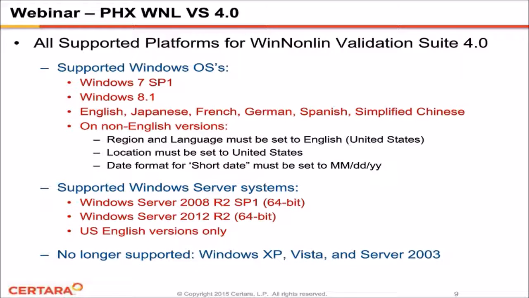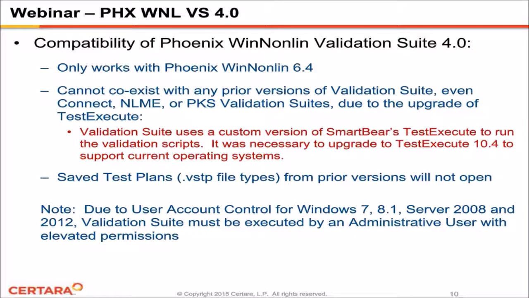Okay, now let's talk about the compatibility of the Phoenix WinNonlin Validation Suite 4.0. It only works with Phoenix WinNonlin 6.4. It cannot coexist with prior versions of the Validation Suite, and that's true even if you have Connect or NLME or PKS validation suites. And this is due to the upgrade of Test Execute. Underneath, the Validation Suite is using a custom version of SmartBear's Test Execute to run the validation scripts, and it was necessary to upgrade to Test Execute 10.4 to support current operating systems.